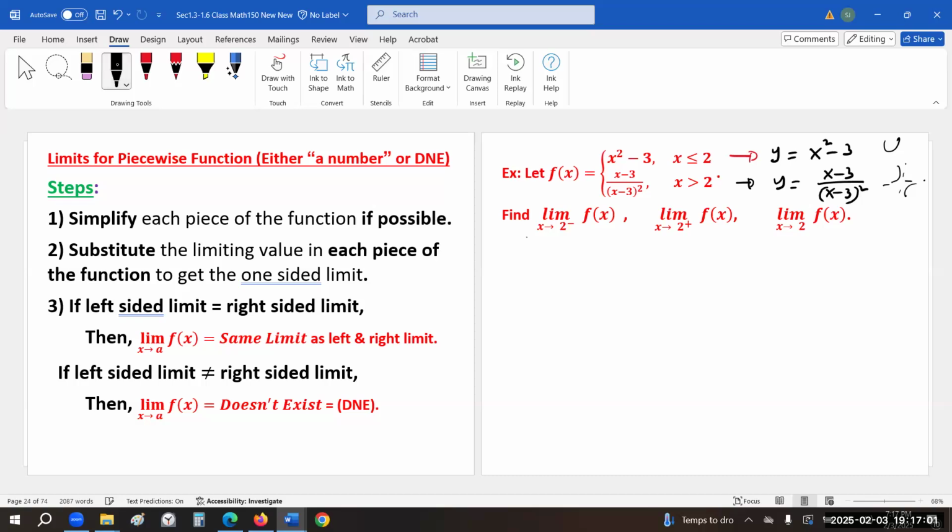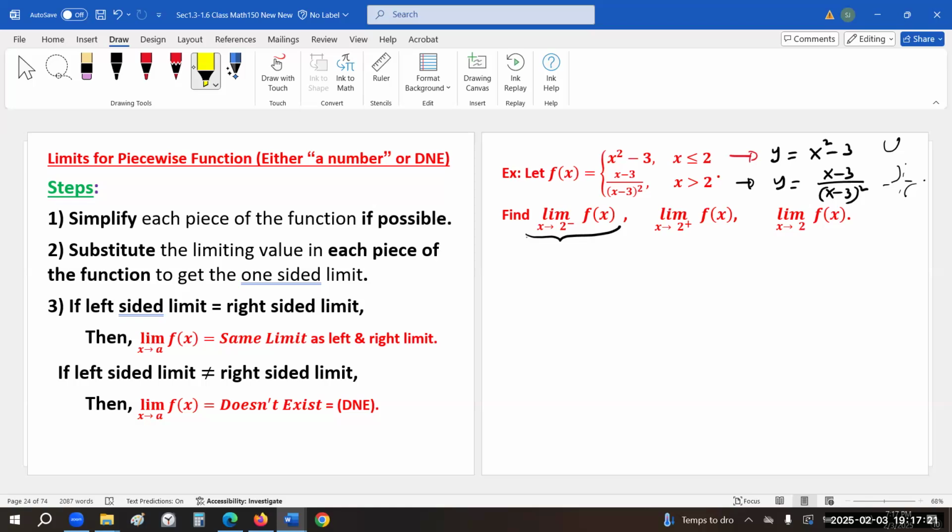So the first one says left side limit. In the left side limit, we are going to see which function we have before 2. So which of the functions do we have before 2? The square function or the rational function? The part 1 or part 2?